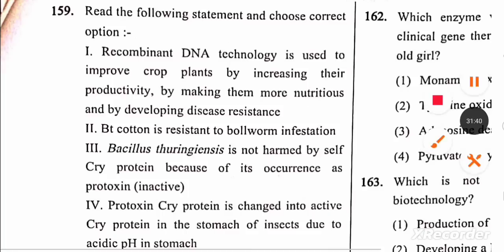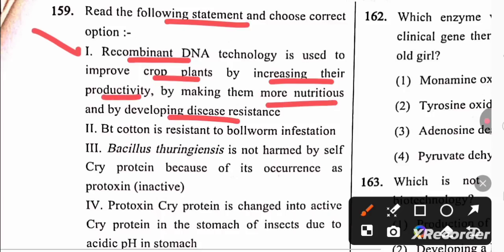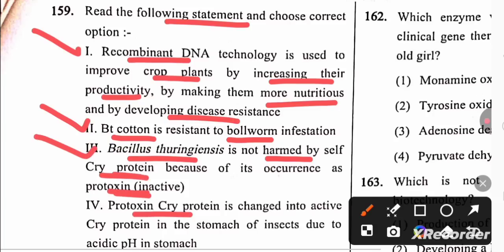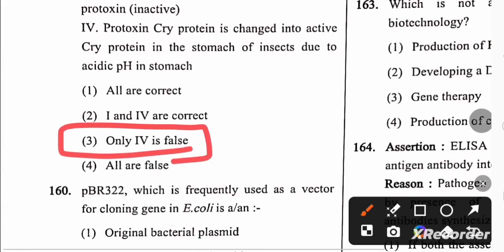Read the following statements and choose the correct option. First, recombinant DNA is used to improve crop plants by increasing their productivity, making them more nutritious and developing disease resistance. Yes, this is an application of recombinant DNA technology. Bt cotton is resistant to bollworm infection. This is also right. Bacillus thuringiensis is not harmed by its own Cry protein because it is in inactive state. This is also correct. Protoxin Cry protein is changed to active Cry protein in the stomach of the insect due to acidic pH? No, children, it is due to alkaline pH. So only the fourth statement is false regarding recombinant DNA and biotechnology.